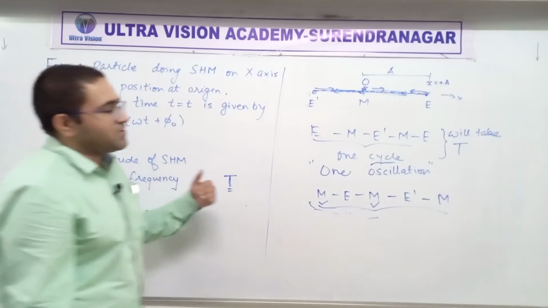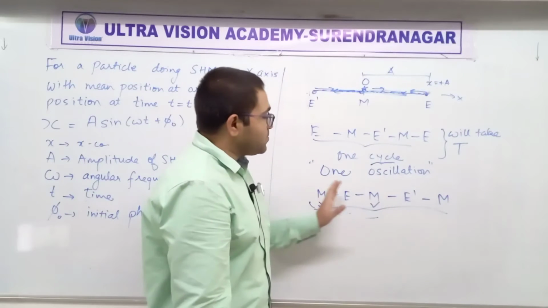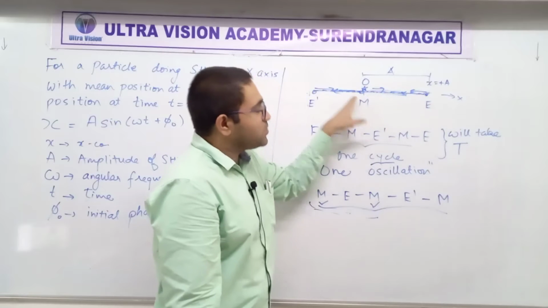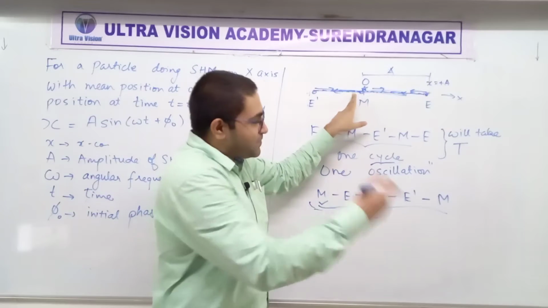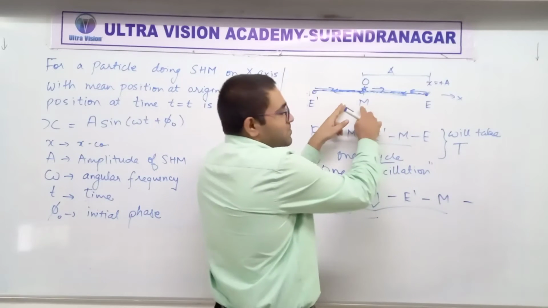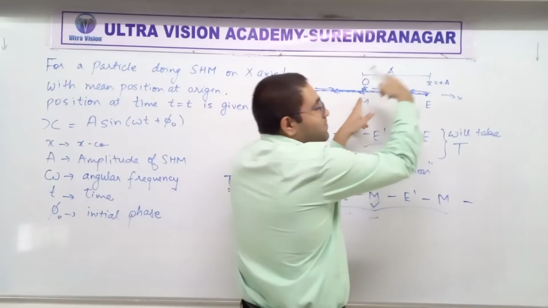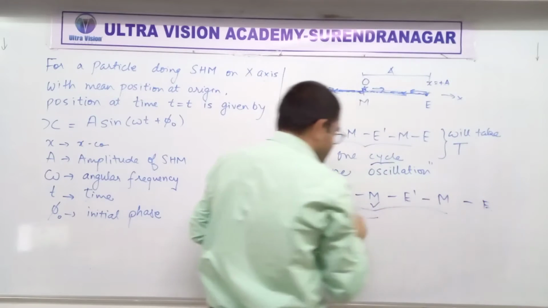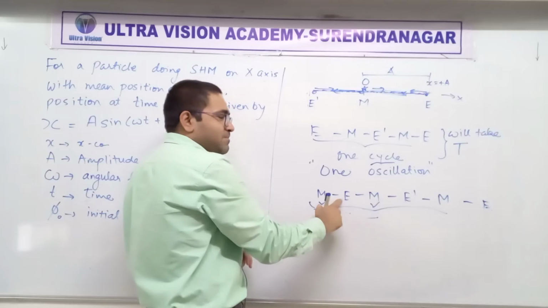Because if you think, what's going to happen after this? M to E to M to E dash to M. Okay, after that what will happen? Where will it go? From E dash to M, then it will go from M to E. Do you realize that we are back here?